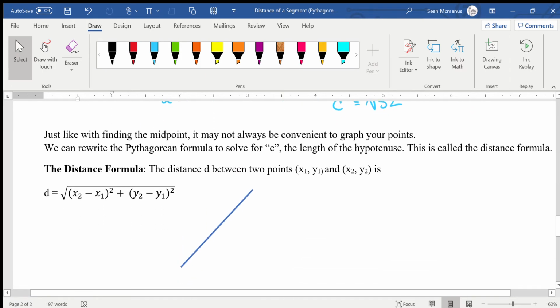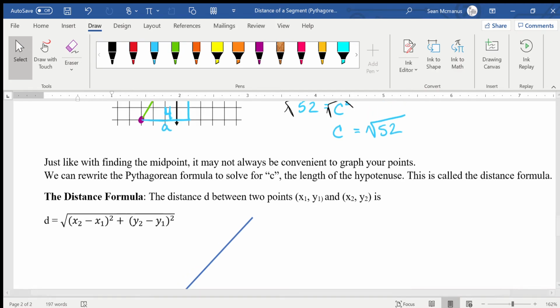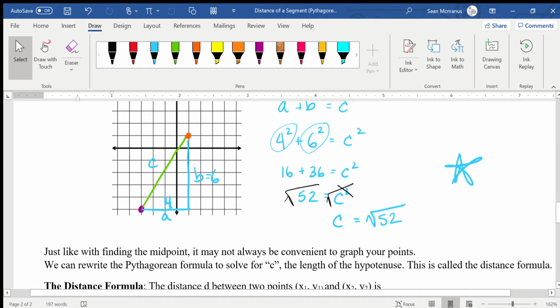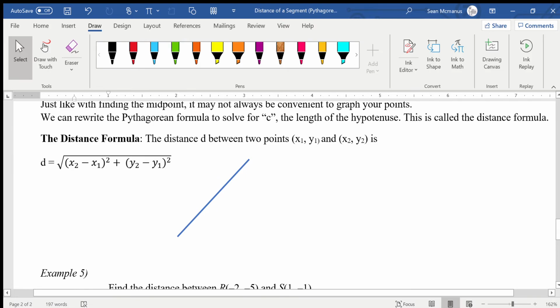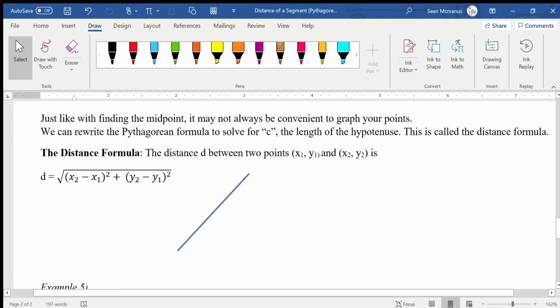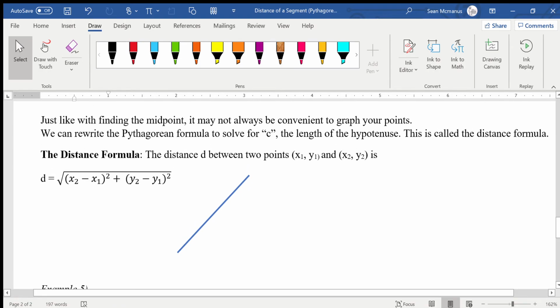So just like when we did the midpoint the other day, it may not always be convenient to graph your points. Here we graphed points and we drew a triangle. Well, what if I have points that are really far apart? What if I tell you that the coordinates are like 57, -13? That's not going to fit on that graph. What do I do? Well, you can actually take the Pythagorean theorem and rewrite it to get the C by itself.